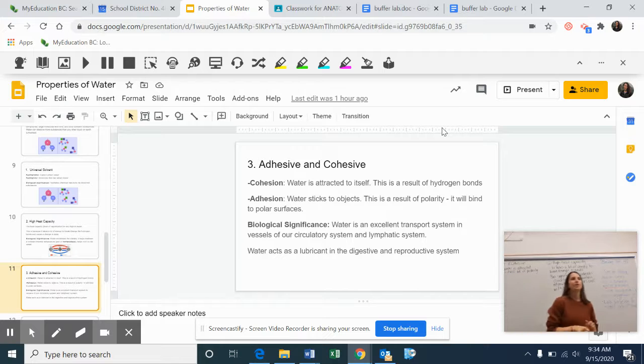So adhesion is actually that it likes to stick to other surfaces. Specifically polar surfaces. And that's a result of its polarity. So anything else that has a covalent bond and doesn't share electrons equally.